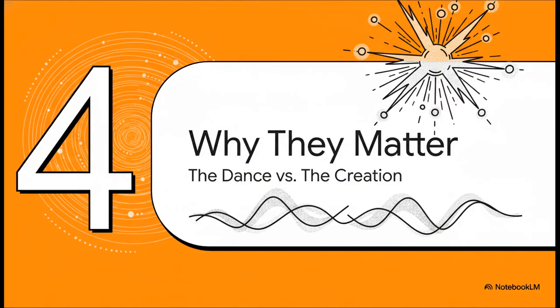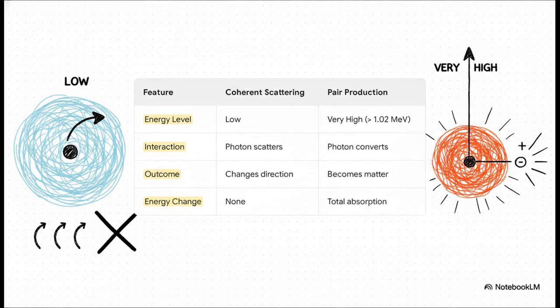So we've just taken a journey to two extreme ends of how a photon can behave. One is this quiet, conservative event where nothing really changes. The other is a dramatic, creative act. Now let's put them side by side so we can really lock in the differences and see where they fit in the grand scheme of things. Looking at them like this makes the contrast just crystal clear.